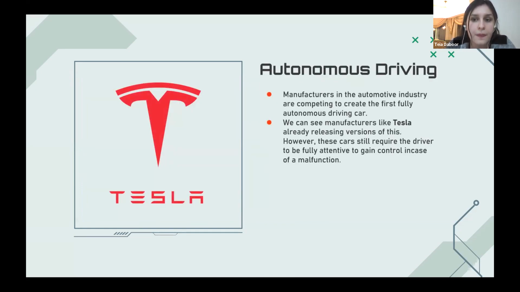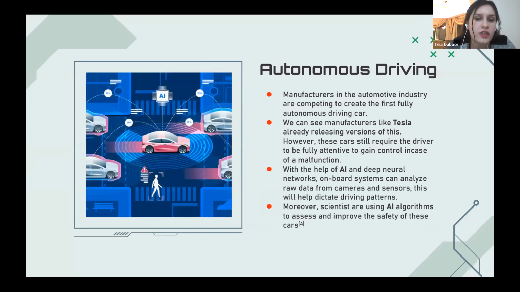Autonomous driving is also another example of an AI program. We can see manufacturers like Tesla already releasing versions of this. However, these cars can still require the driver to be fully attentive to gain control in case of a malfunction, which kind of contradicts the definition of an AI, which aims to have as minimal human intervention as possible. However, scientists are using AI algorithms to assess and improve the safety of these cars.